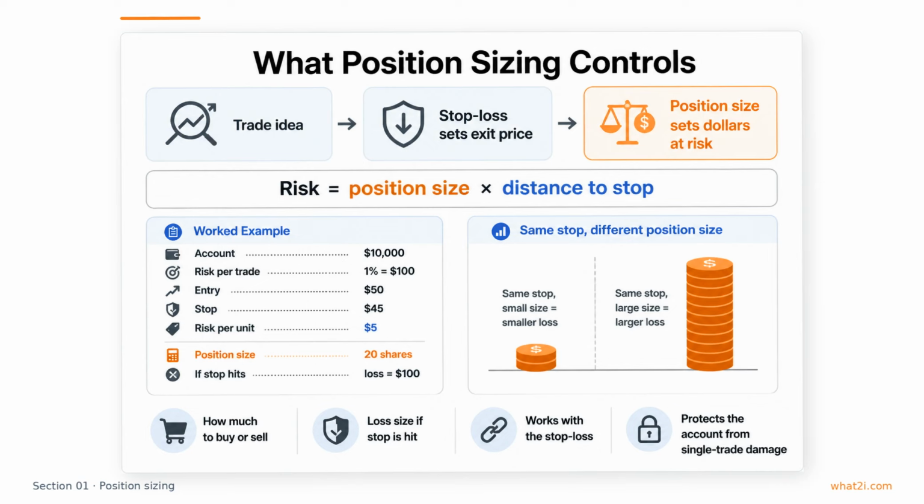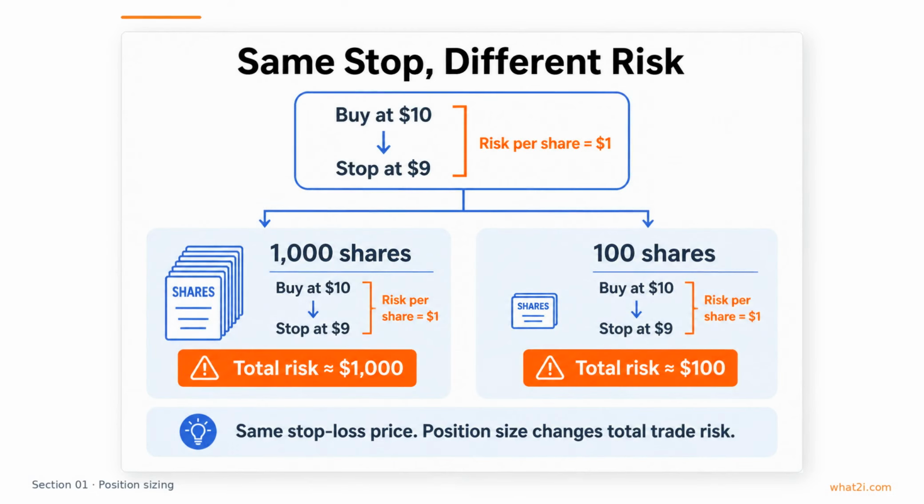That is why position sizing is one of the main tools for protecting an account from serious damage caused by any single trade. A useful point here is that the stop price can stay exactly the same while the total trade risk changes dramatically. If you buy at $10 and place a stop at $9, your risk per share is $1. With 1,000 shares, that trade risks about $1,000. With 100 shares, the same setup risks only about $100. Nothing about the trade idea changed except the size.